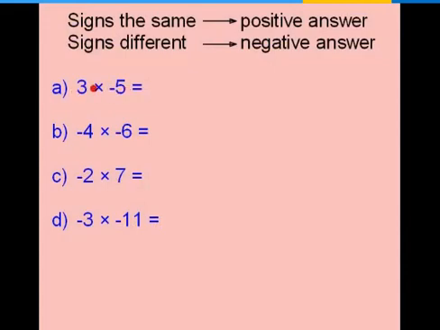So here, this is really a plus 3, so my signs are different, that tells me it's going to be minus, and 3 times 5 is 15. Here, the 2 signs are the same, so that tells me it's going to be plus, and 4 times 6 is 24. Here, this is really a plus 7, so the signs are different, that tells me it's a minus, and 2 times 7 is 14. Here the signs are the same, that tells me it's going to be a plus, and 3 times 11 is 33.